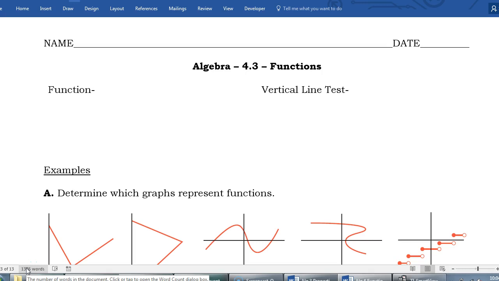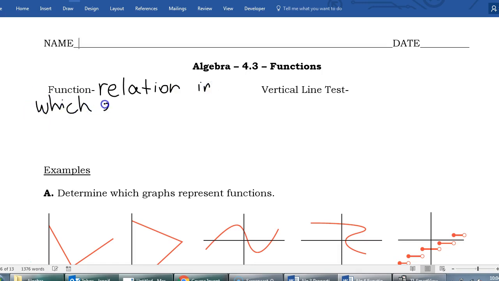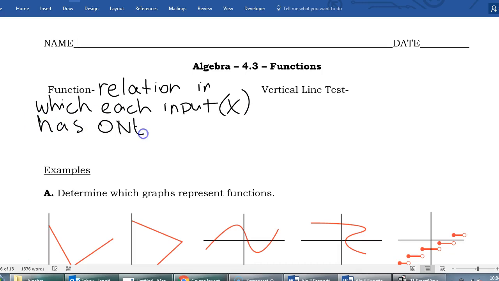So a function is a relation in which each input, and we're going to use the independent variable x for our inputs, in which each input has one output.